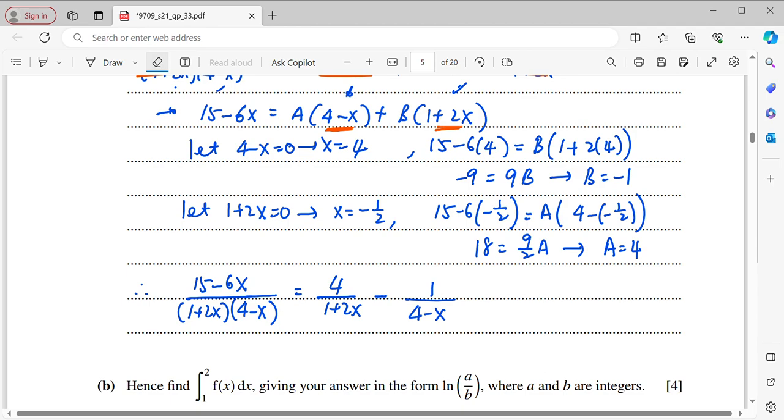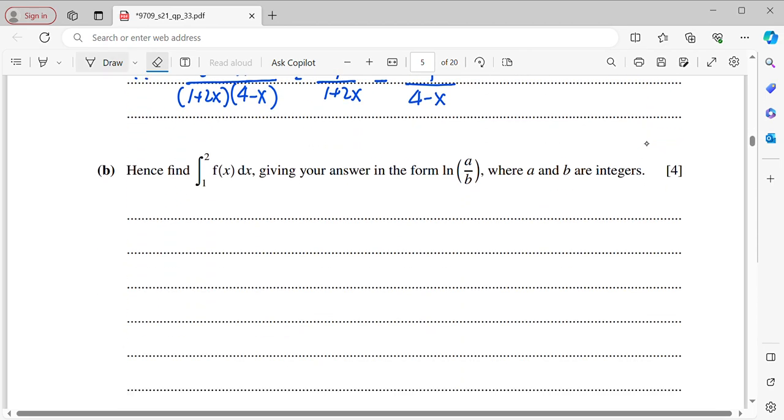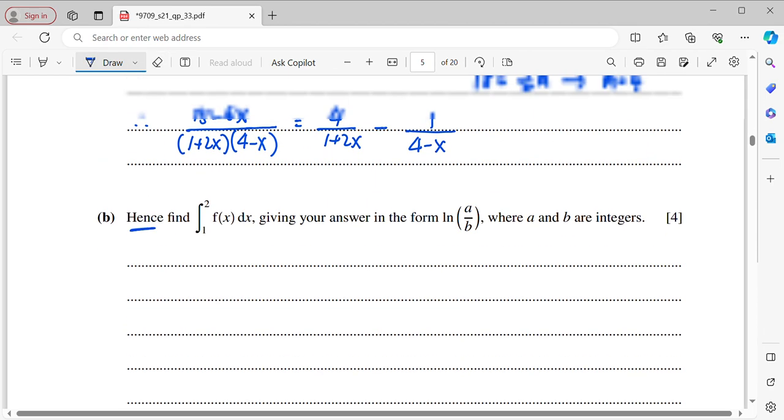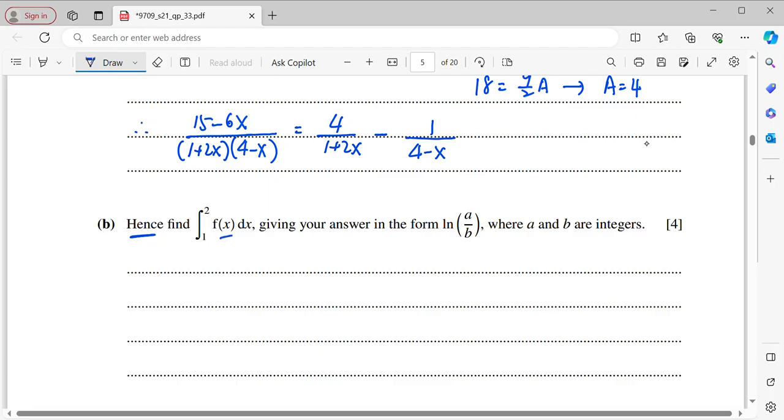Okay, so now let's move on to part B. Part B means use the previous answer. Find integration of f(x), whereby the x is defined from 1 to 2, giving your answer in ln a plus a over b, where a and b are integers. So now integrate 1 to 2 f(x) dx is the same as integration from 1 to 2 of 4 over 1 plus 2x minus 1 over 4 minus x dx.